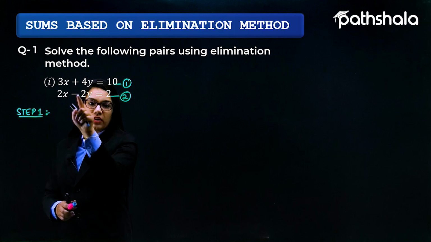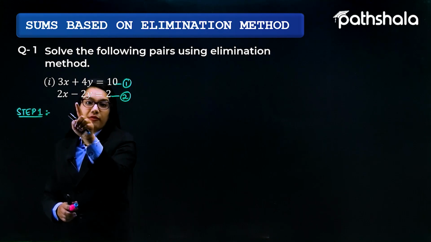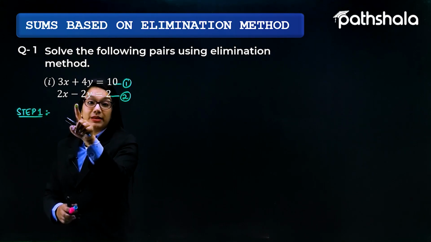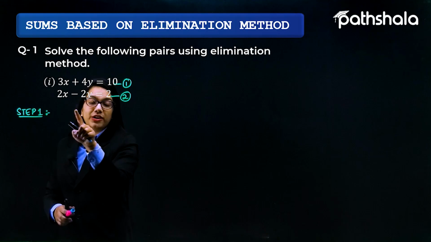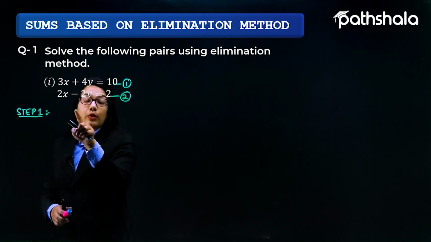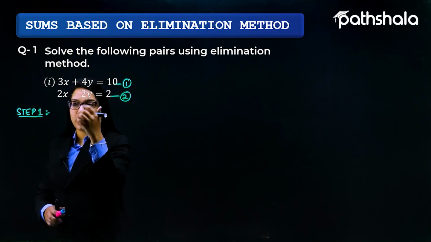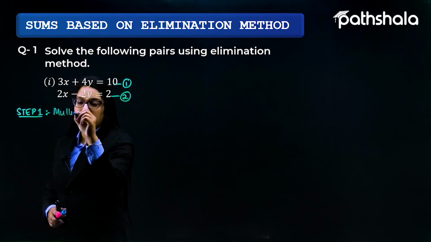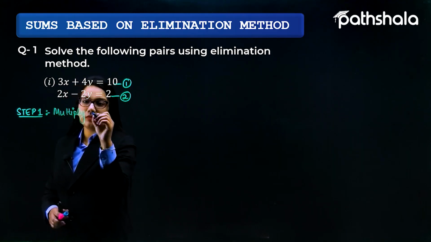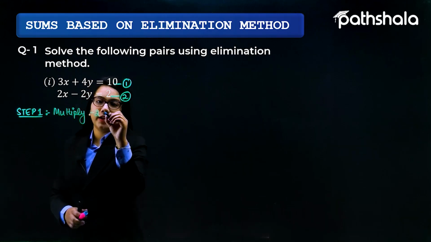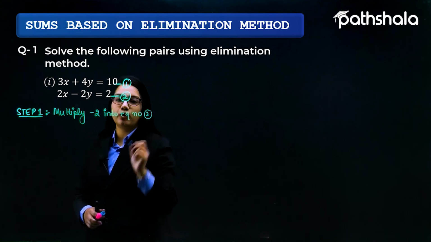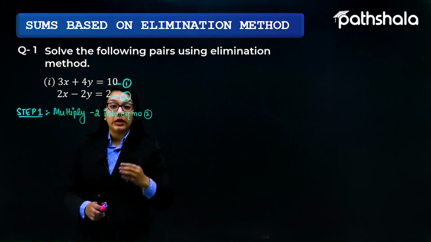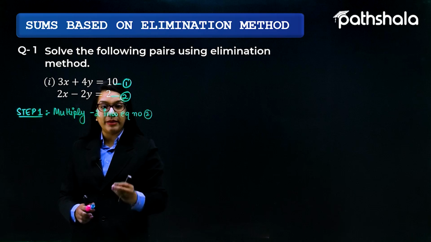As we can see over here, we have plus 4y and minus 2y. We can make them similar by multiplying minus 2 with the second equation. We can make them similar by just multiplying minus 2 with equation number 2. So let's multiply minus 2 into equation number 2 in order to make the coefficient of the y variable the same.